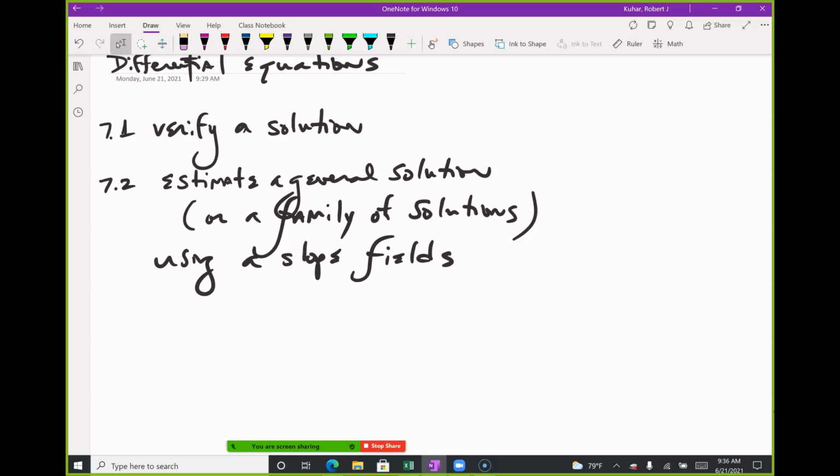So that's one thing. In 7.3, I like to be able to find the answer and bring it into these slope fields so you can see what it looks like in a slope field. So of course we're going to have a general solution, and then we're going to have an initial value solution, right?